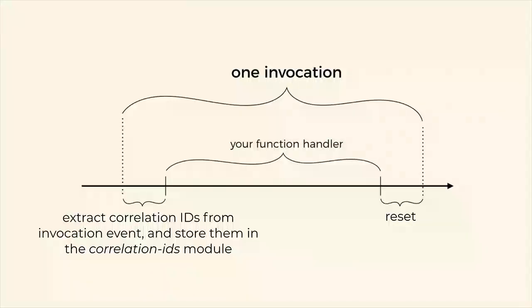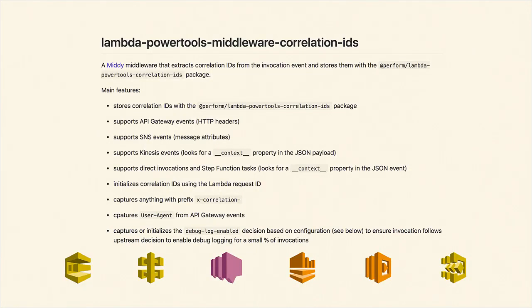So in this case, we are using the middleware to extract the correlation IDs, and then we're going to reset at the end of the invocation. We also have a bunch of libraries that support, when you send an HTTP request to another endpoint, automatically including those correlation IDs and forwarding them on. We support a number of different event sources, from API Gateway, SNS, SQS, to Step Functions and direct Lambda invocations.